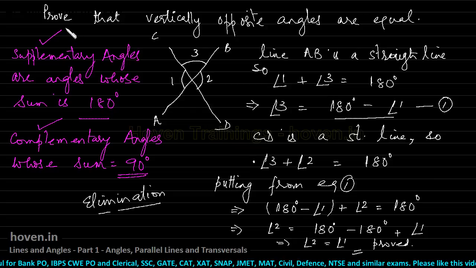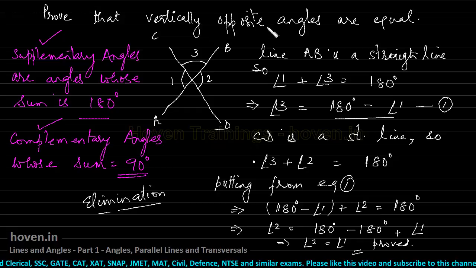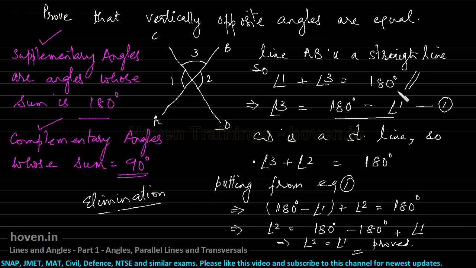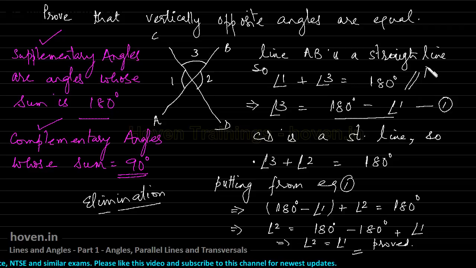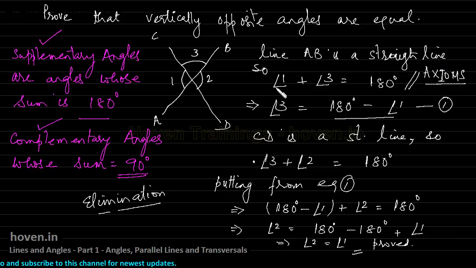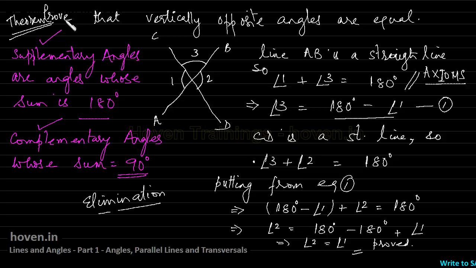Here we discussed proving that vertically opposite angles are equal. This proof is dependent on the fact that the straight line is having a sum of 180 degrees. There is no proof of this. It is a known fact, and such facts are called axioms. A-X-I-O-M-S. So axioms are the foundation of theorems, and wherever you prove something, that is called a theorem. So any statement that is proved with the help of axioms is called a theorem.